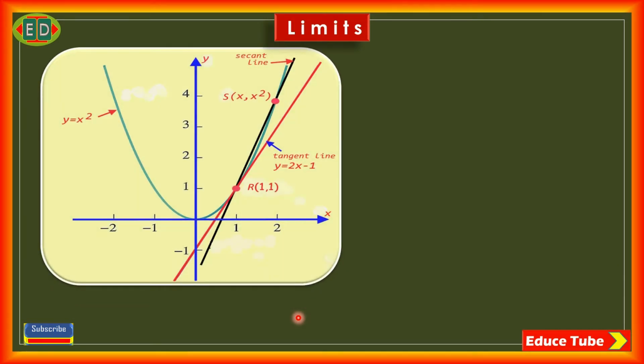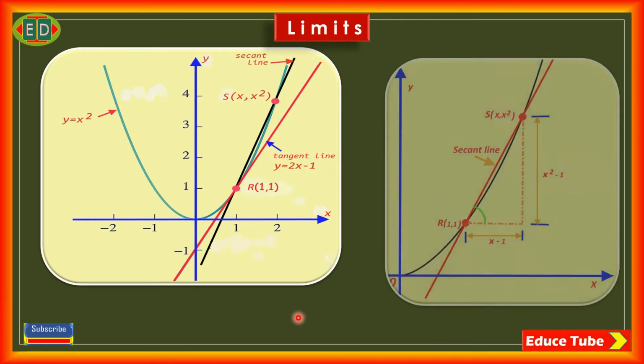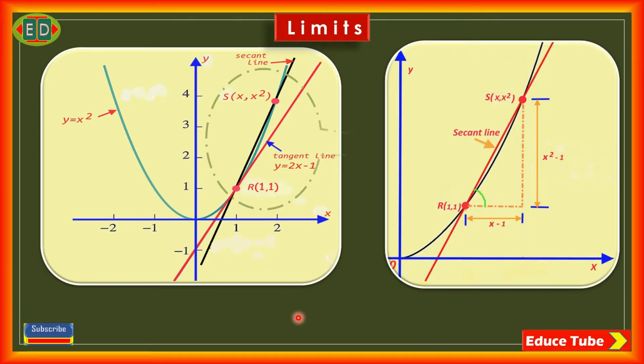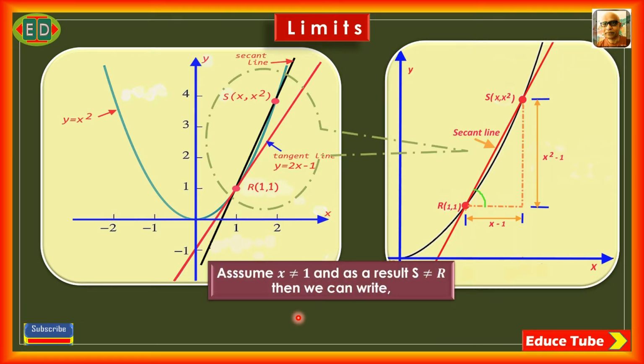Now in the previous slide, we learned that we will be able to find an equation of the tangent line as soon as we know its slope m. But the difficulty is that we know only one point, that is R, on the tangent line, whereas we need 2 points to compute the slope.